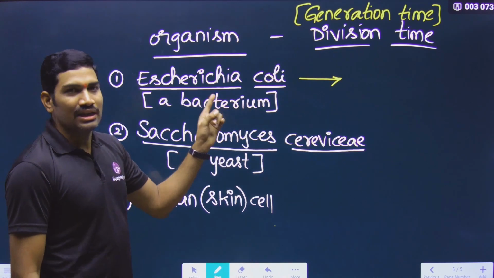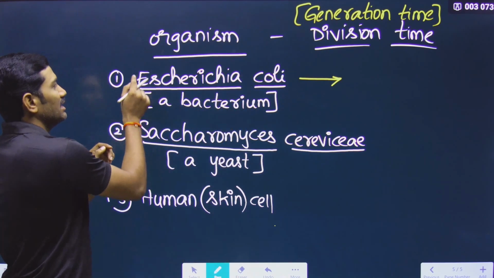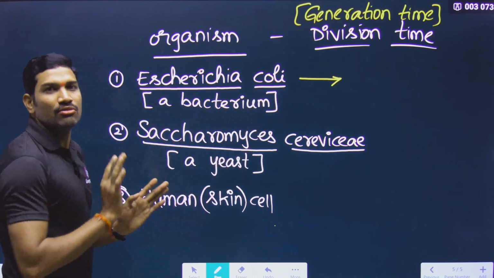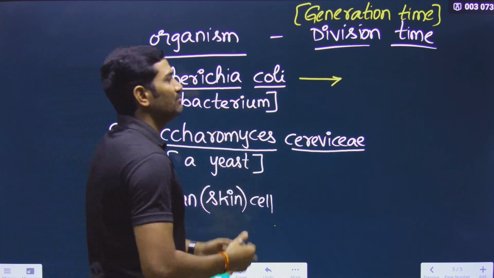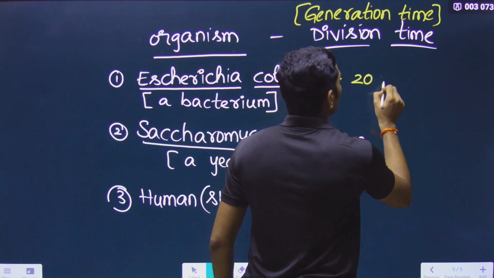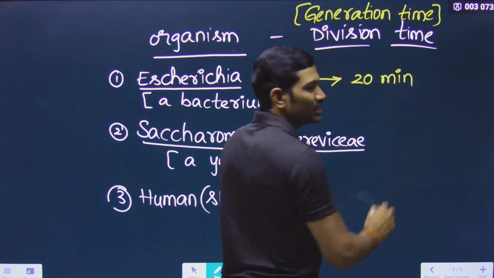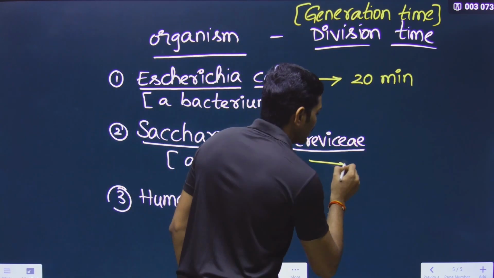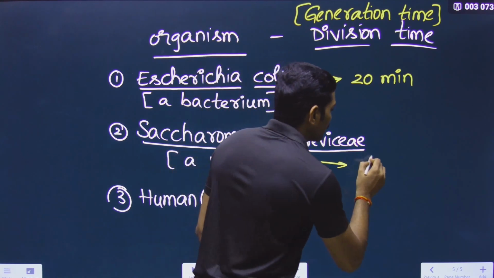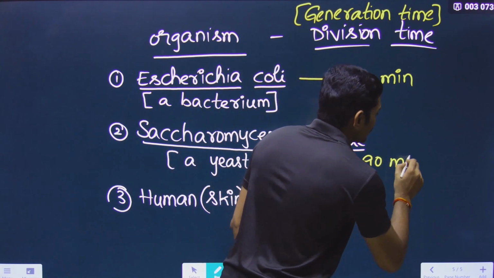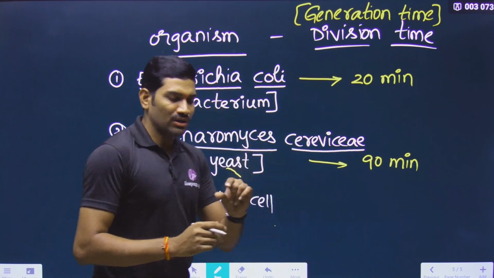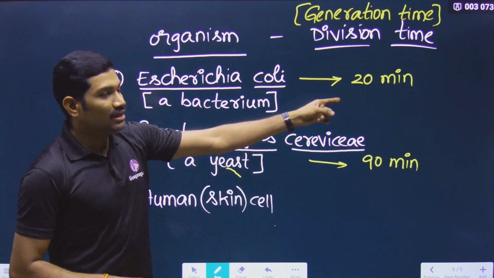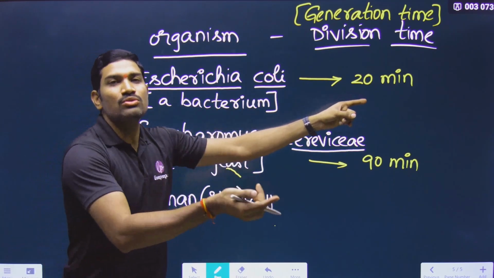What is the time it takes for E. coli cells? In short, if you are writing E. coli, Escherichia coli, bacterium, for the division it is taking 20 minutes. The time it takes for division is 20 minutes. And for Saccharomyces cerevisiae, it is yeast and it is taking approximately 90 minutes. That means in 90 minutes, one cell will become two cells.